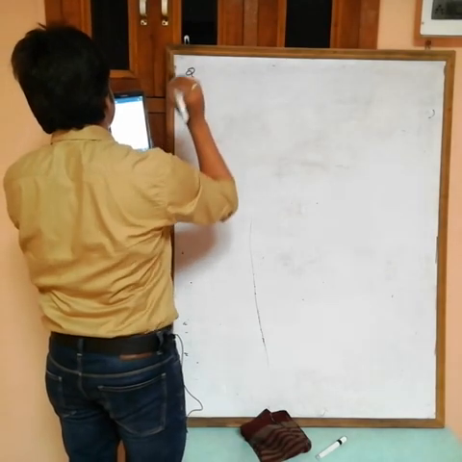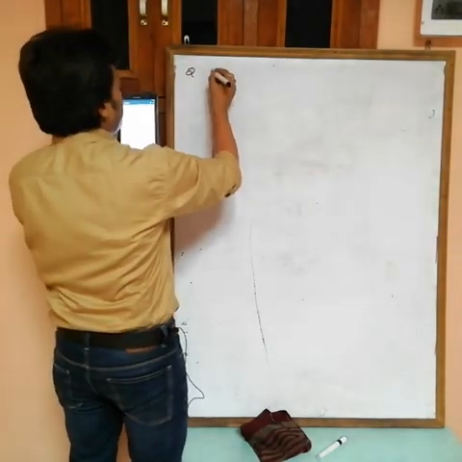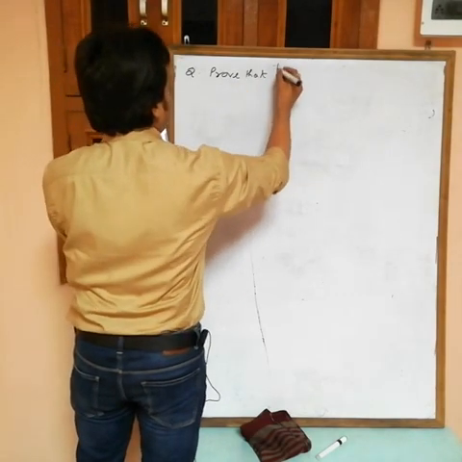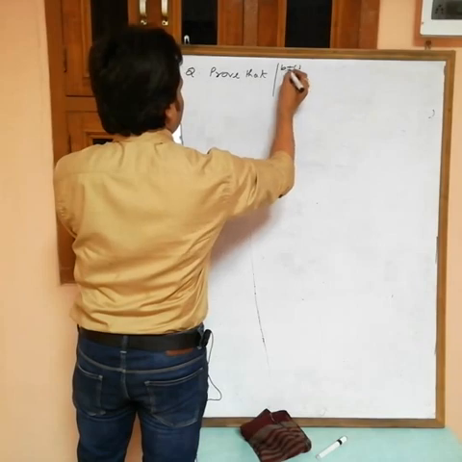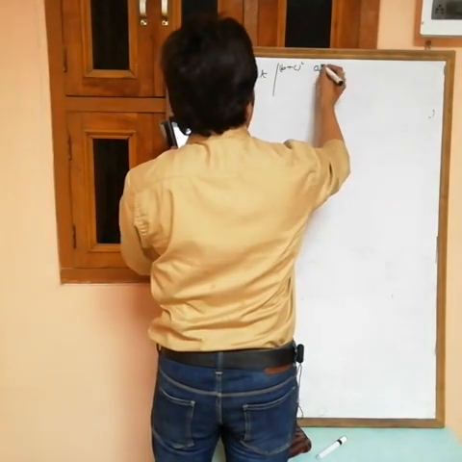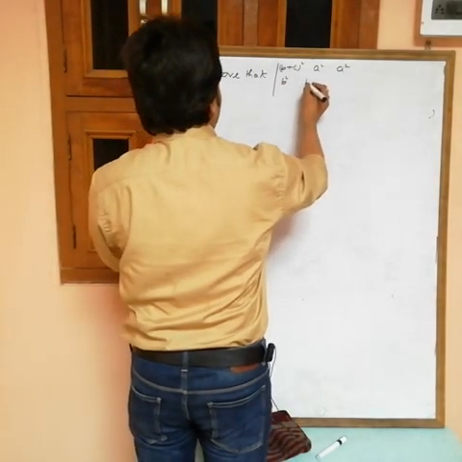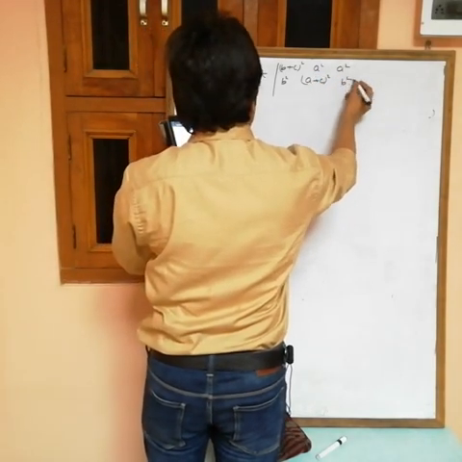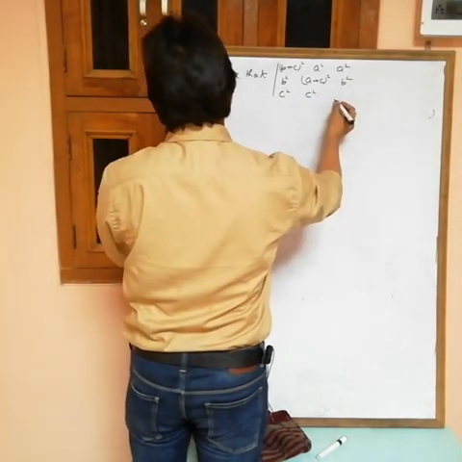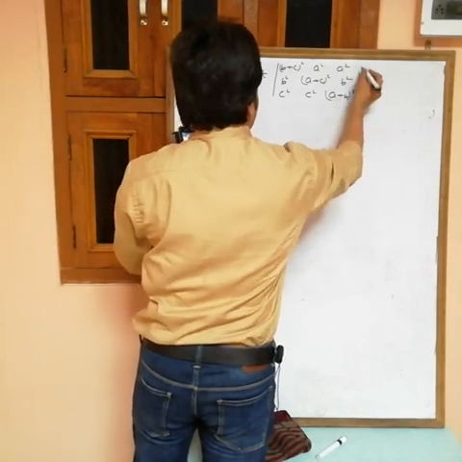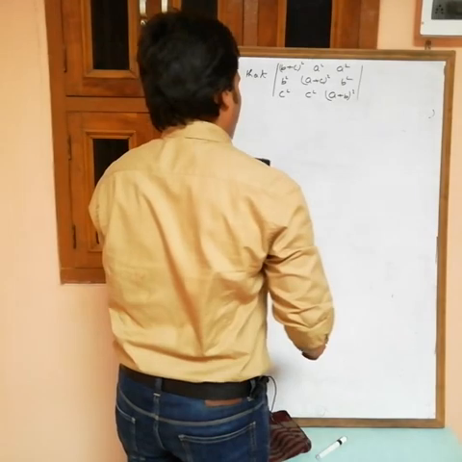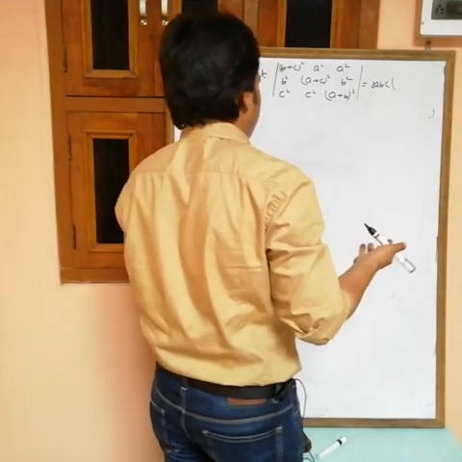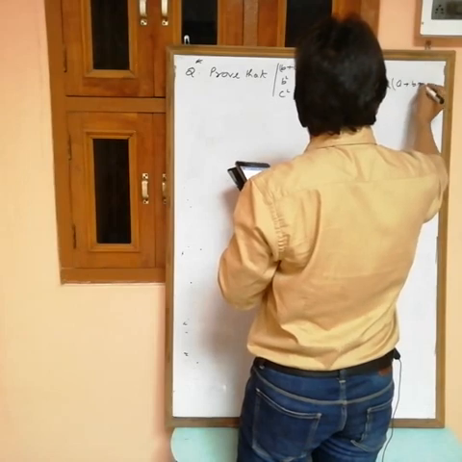Right, next question. Prove that this determinant: b plus c whole square, a square, b square; b square, b plus a plus c whole square... and b square, c square, a plus b whole square, equals 2abc into a plus b plus c whole cube. You must remember not the result, but how to do this question.